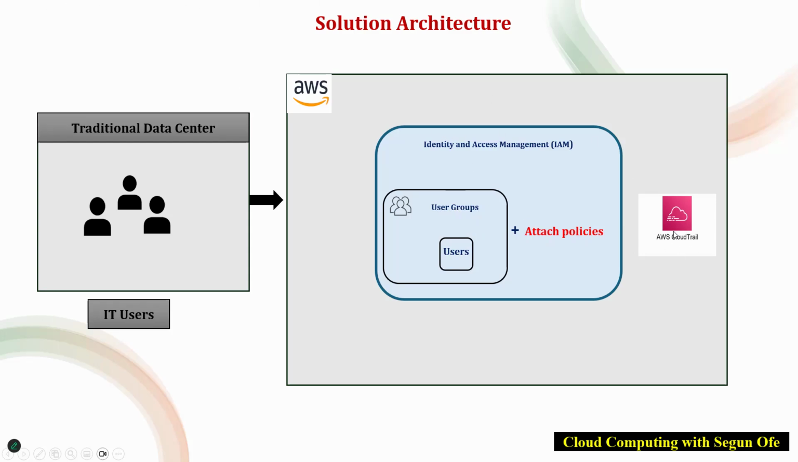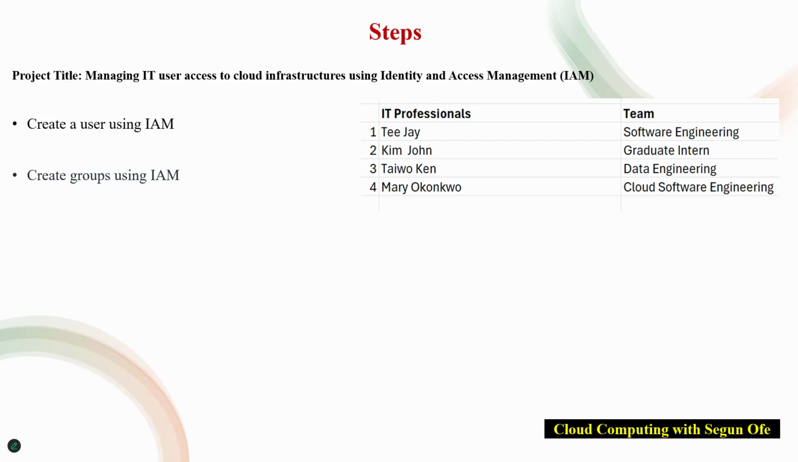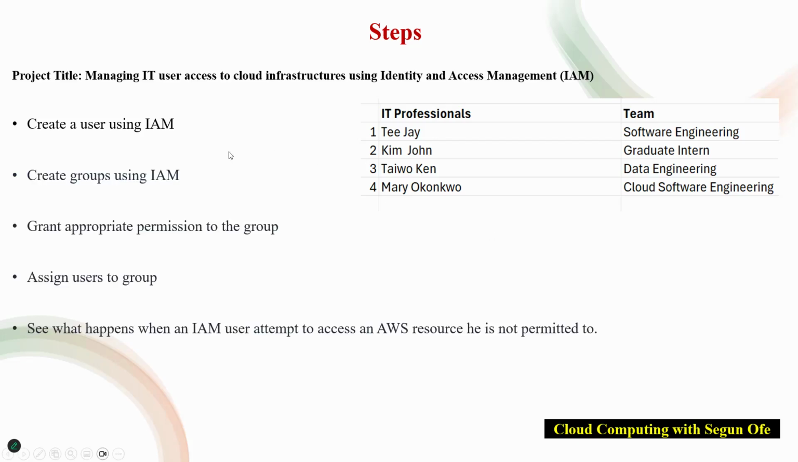And then lastly, CloudTrail is a service that you can use to track the users' activity in the account, right? So like maybe somebody created a resource, CloudTrail is a service that one can use to track who actually did that. So here are the steps, right? Created a group, then granted the appropriate policy, created the users, then assigned the users to their group, and then we saw what happened when an IAM user attempts to access an AWS resource he or she is not permitted to.